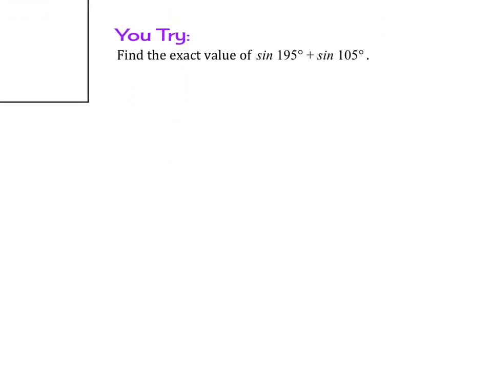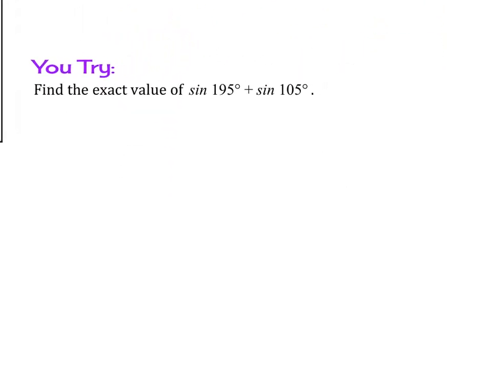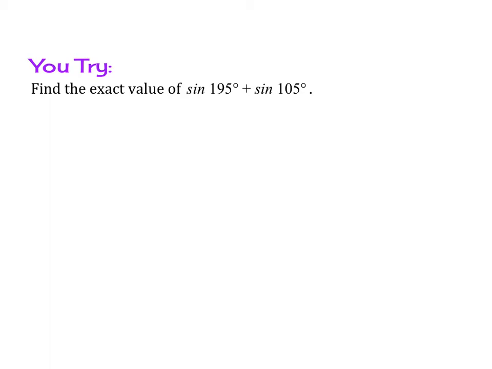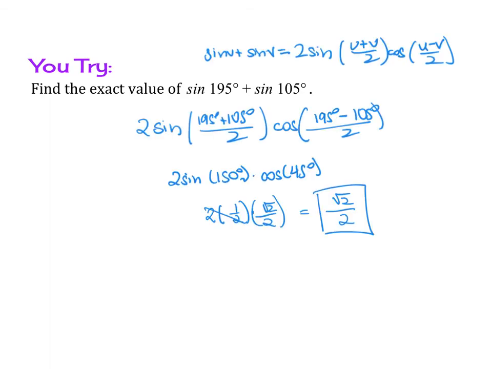So try this example. Find the exact value of sine of 195 degrees plus sine of 105 degrees. So we tried this out. Use the sine formula, the addition one. Sine of u plus sine of v equals 2 times sine of (u plus v) over 2 times cosine of (u minus v) over 2.